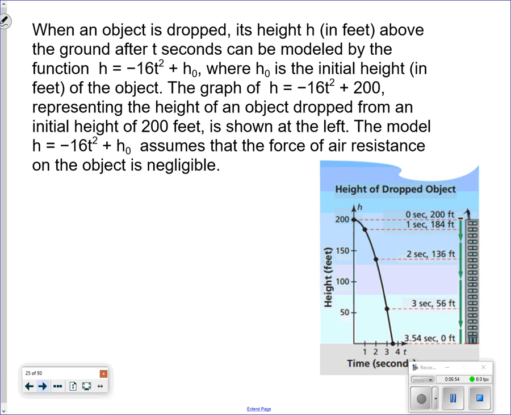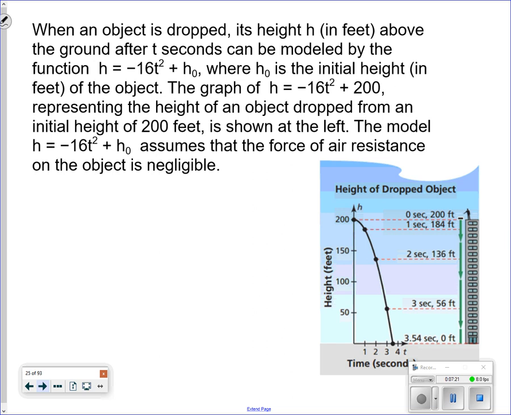An object is dropped at a height above the ground after t seconds can be modeled by the function h is equal to negative 16 t squared plus h sub o. H sub o is the initial height. The graph of h equals negative 16 t squared plus 200 represents an object that is being dropped from 200 feet. Is shown below. The model h equals negative 16 t squared plus h sub o assumes that the force of air resistance on the object is negligible.